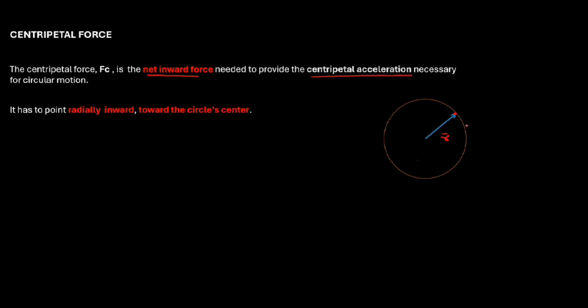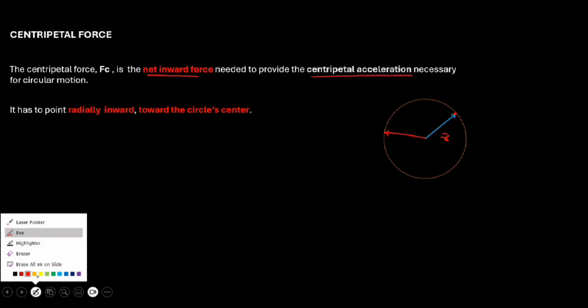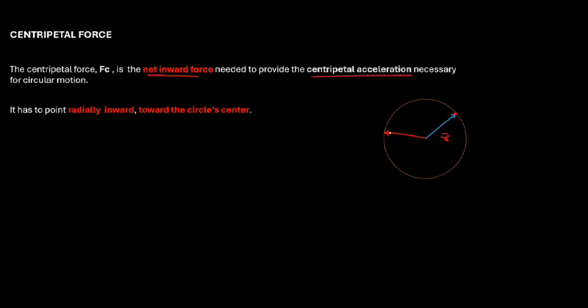Centripetal force always points radially inward. So if this is the radius vector r bar, and I have to draw the centripetal force at that point, it is always pointing radially inward, in the same direction as centripetal acceleration.